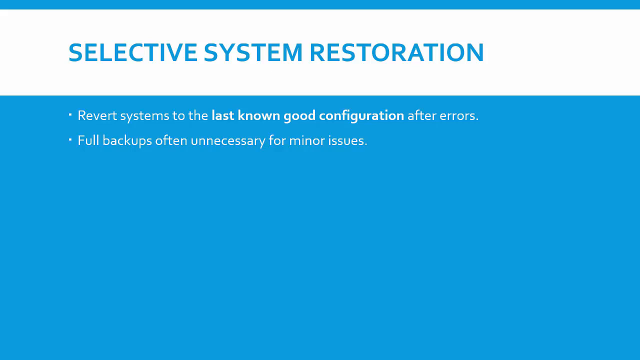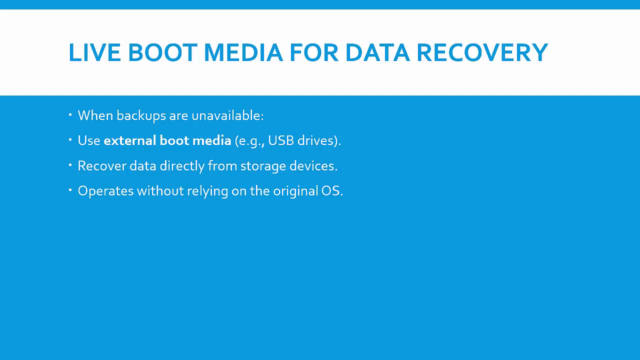Sometimes the simplest solution is best. Many errors can be fixed by reverting to a previously stable state, avoiding the need for a full system backup. Live boot media offers a lifeline when backups are unavailable. By booting from external devices, you can recover data directly from storage, bypassing issues with the original operating system.